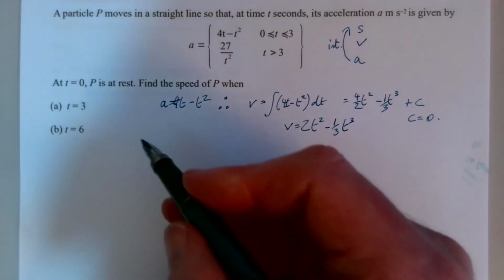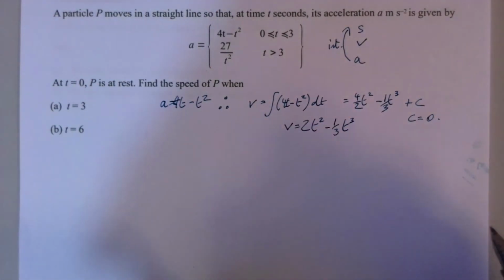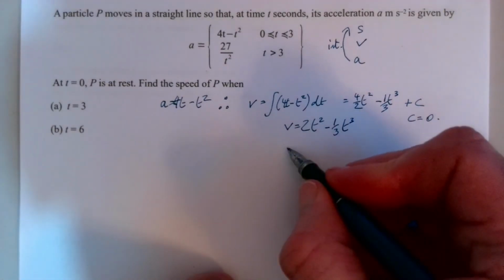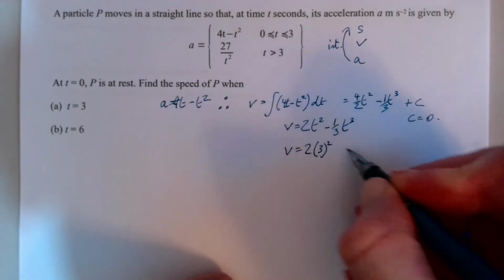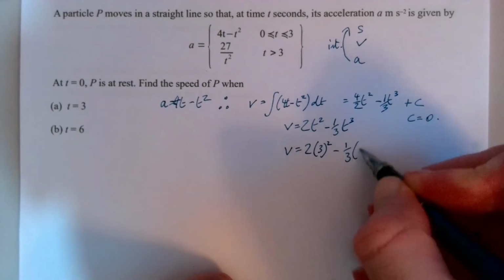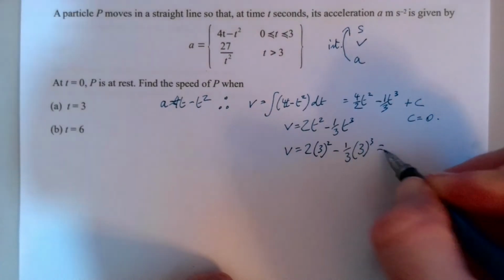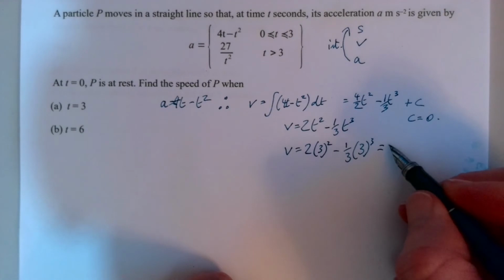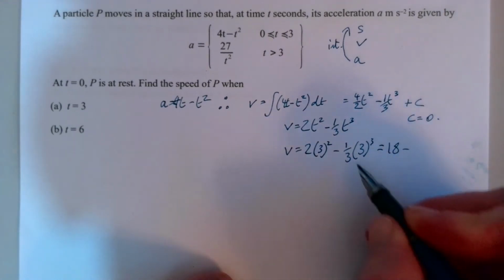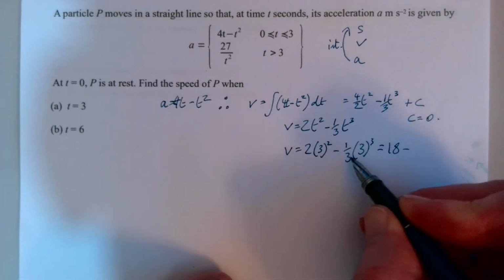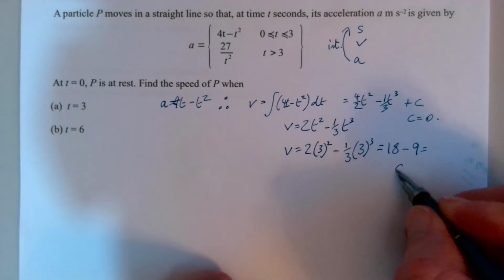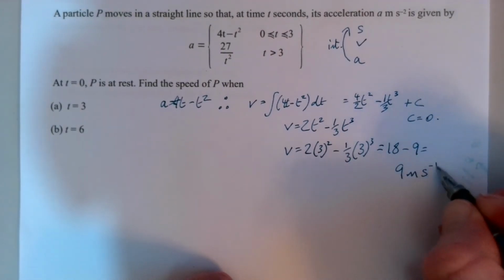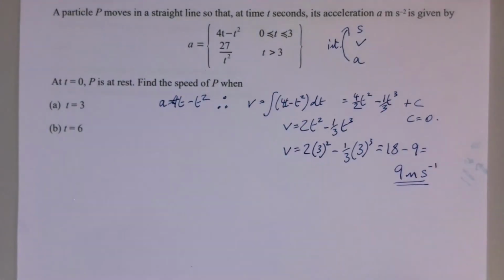We can say the velocity is going to be 2t squared, because 4 over 2 is 2, minus 1/3 t cubed. And if we want to know the velocity at time equal to 3, we just need to substitute 3 in there, like that, and that's going to give us 2 times 9 is 18, take 3 cubed is 27, divided by 3 is 9, so 18 take 9 equals 9 meters per second, and that's part A done.